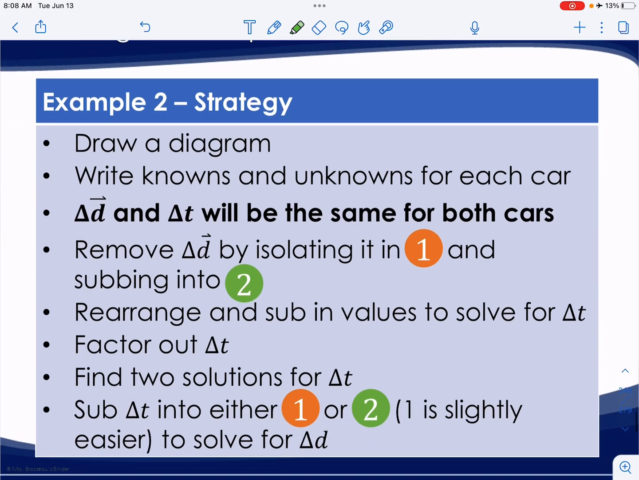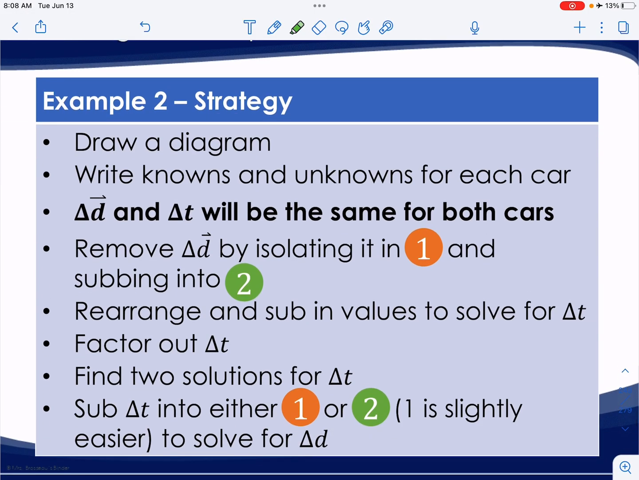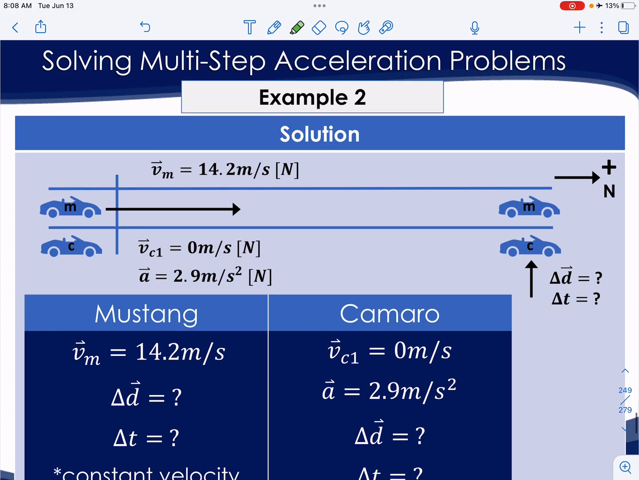Okay, so first, draw a diagram. Write your knowns and unknowns for each car. Delta T and delta D will be the same for both cars. Remove delta D by isolating it, rearrange, and let's just start with the diagram. Okay, so pause the video and see if you can do this on your own.